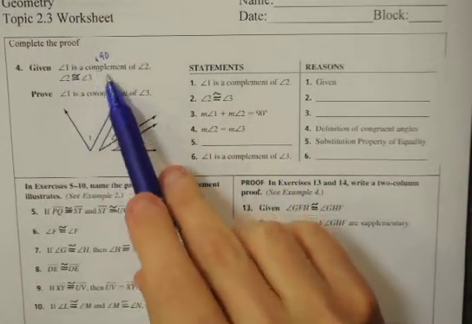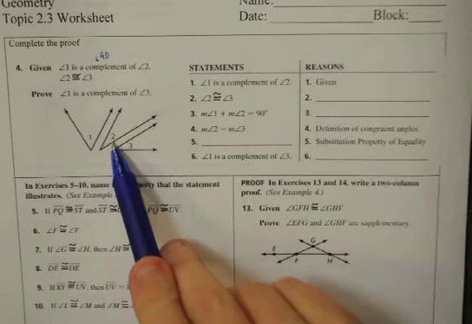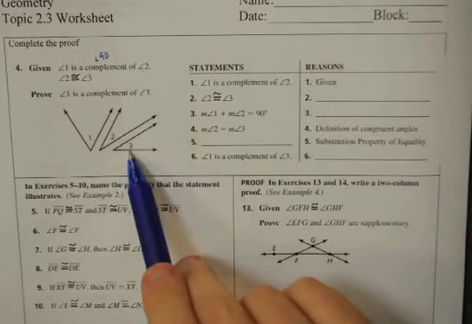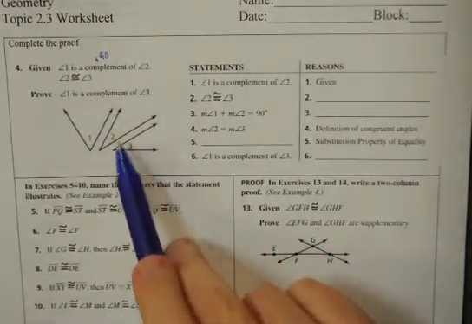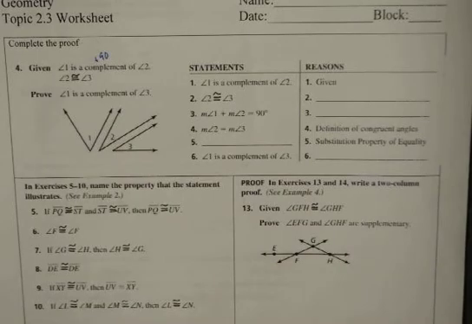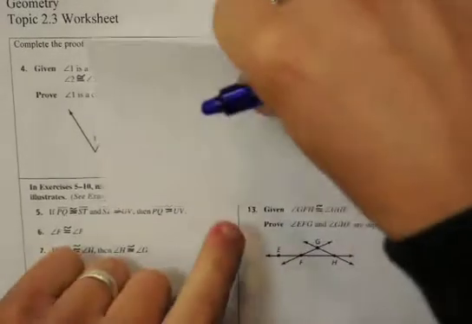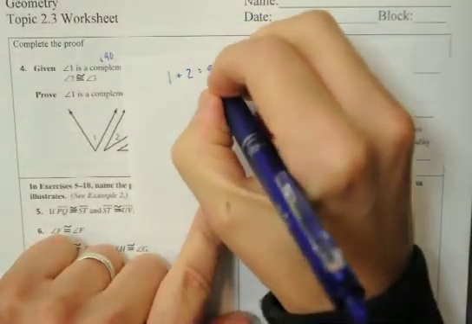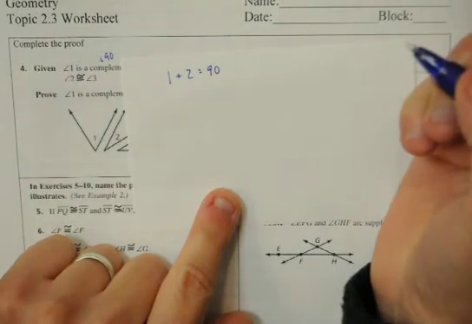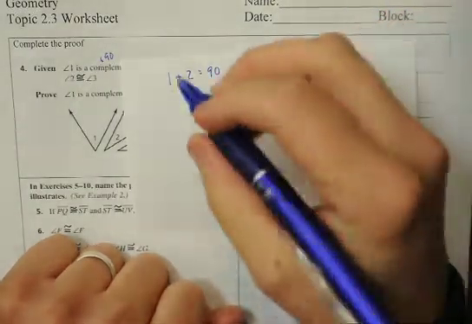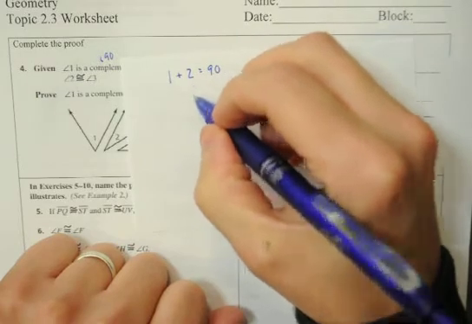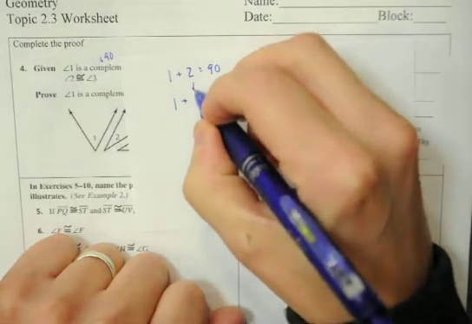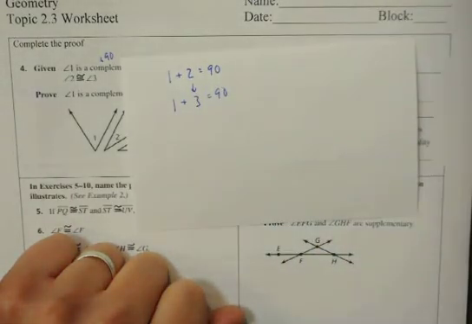It says angle 1 is a complement of angle 2, so that means that 1 and 2 add up to 90. And 2 is congruent to 3, so that means 2 and 3 are the same. Before you even start a proof, you can write out what's called a flow proof. 1 plus 2 is 90. Those are complementary. From there, 2 is equal to 3. So the 2 becomes a 3 because 2 is equal to 3.